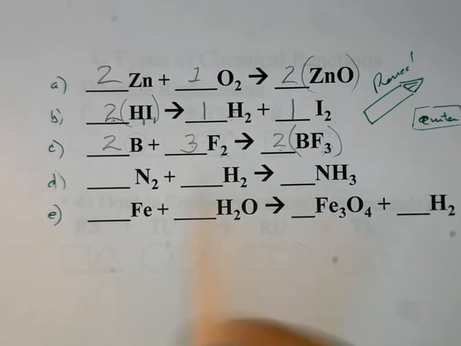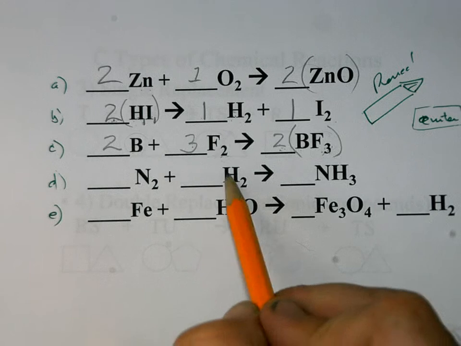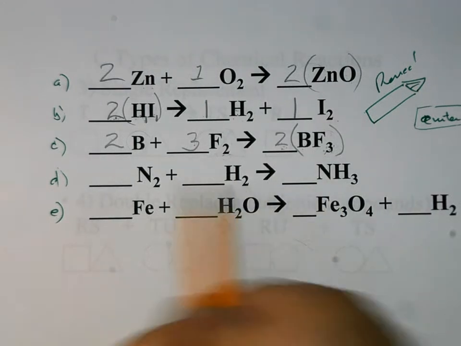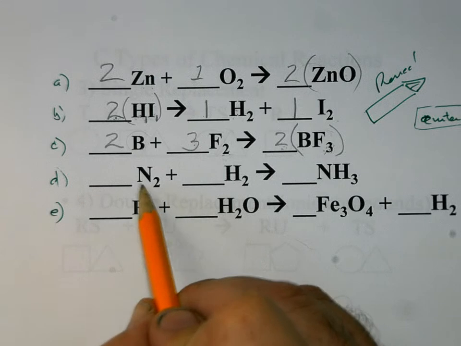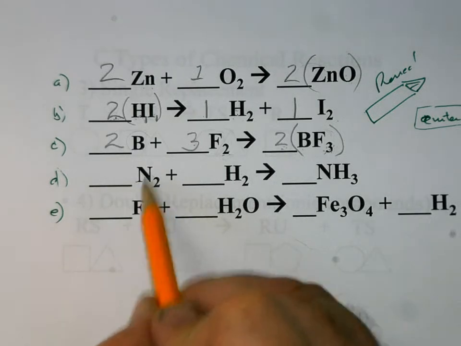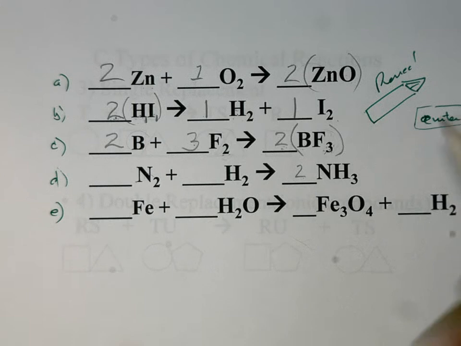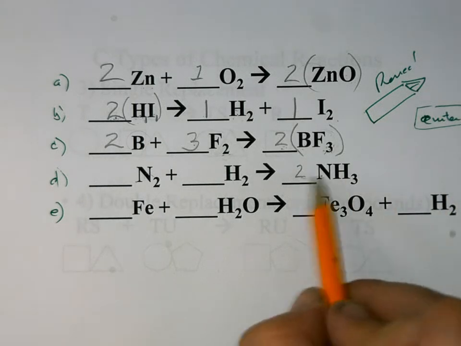Over here, nitrogen gas plus hydrogen gas will form ammonia. And let's see. Well, right away we can see nitrogen, we have 2 over here, so we'd need to have at least 2 over there. Now this is where pencils come in, because we may have to erase this later. So we got 2 nitrogens. Now let's see what happens.